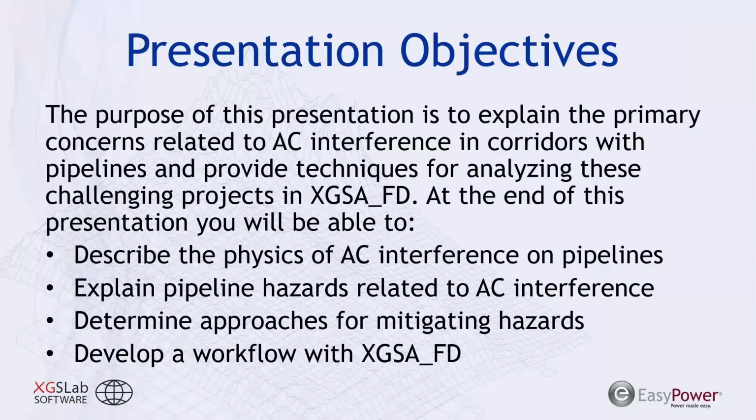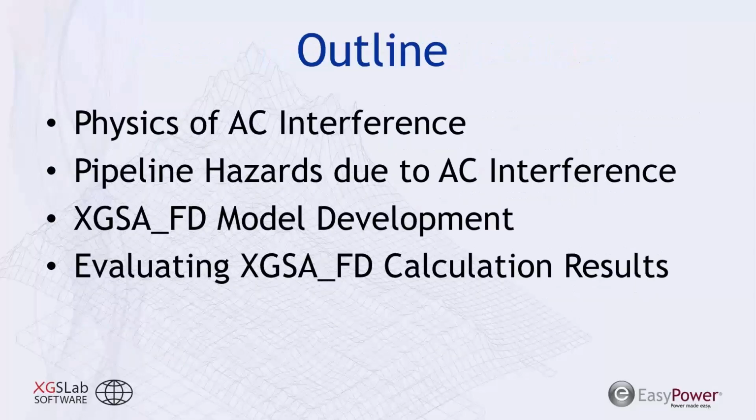So at the end of this webinar, it's my hope that you'll be able to describe the physics of AC interference and share that information, explain the pipeline hazards related to AC interference, and determine mitigation approaches for resolving any hazards that may develop from these shared corridors. And really, we're going to use the kind of integrated workflow of XGSA FD to analyze these types of systems. So to complete those goals, we're going to follow this outline. We'll first talk about AC interference, just the general physics of that, and go into describing how we can couple to pipelines and what hazards can result from that.